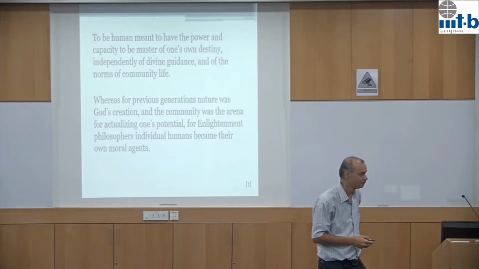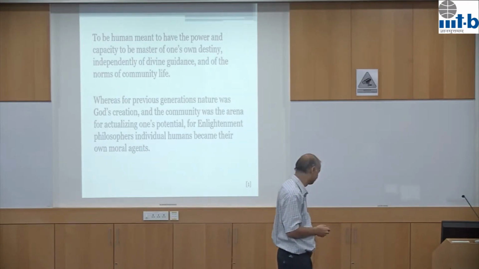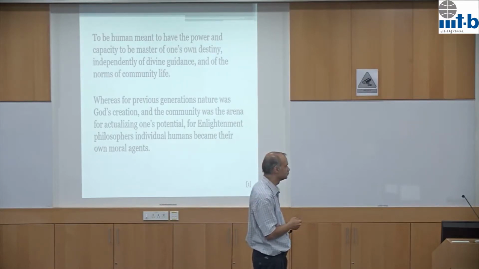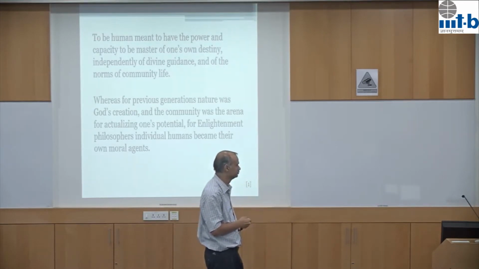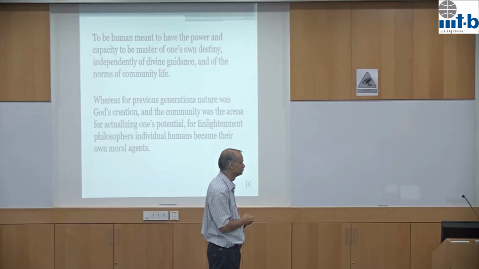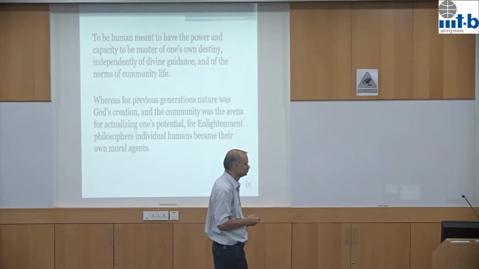So to be human meant to have the power and capacity to be master of one's own destiny, independently of divine guidance and of the laws of community life. Whereas for previous generations, nature was God's creation and the community was the arena for actualizing one's potential. For Enlightenment philosophers, individual humans became their own moral agents.